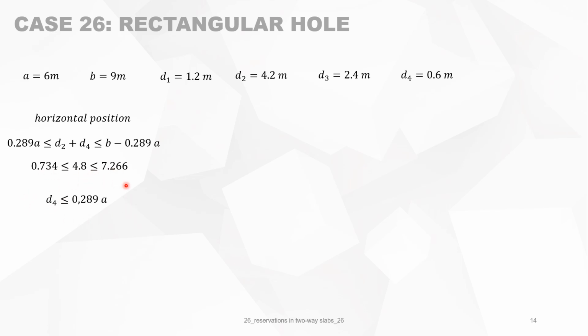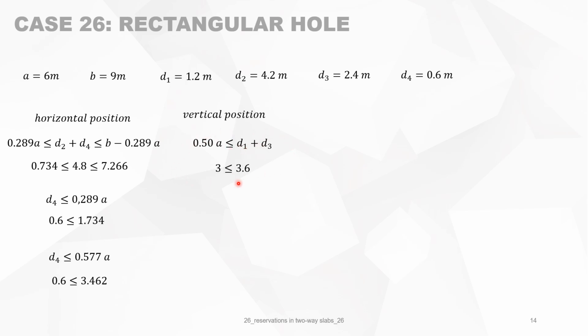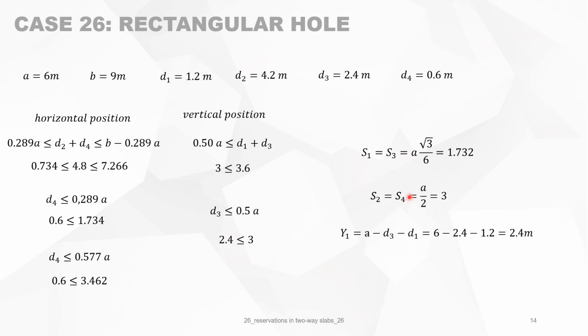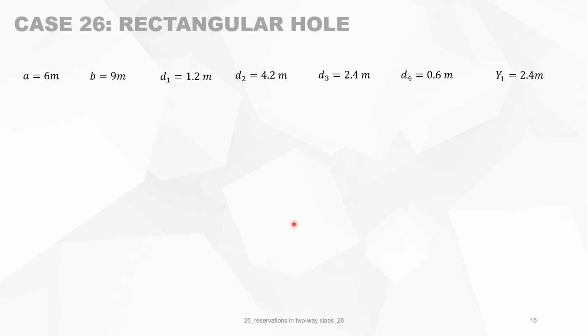The other condition for D4 was this, and this is also fine, and the other condition on D4 was this, and that's also fine. For the vertical position, D1 plus D3 must be bigger than 0.5a. It means 3.6 bigger than 3, so this is okay. And this is also okay. Now we can further calculate the other parameters as S1 and S3, S2 and S4, Y1 and X1 and Y2. These are now the different parameters.